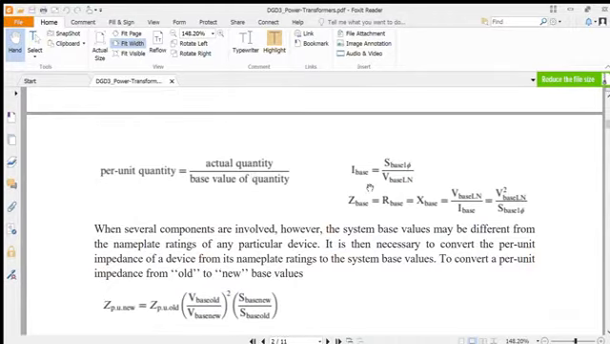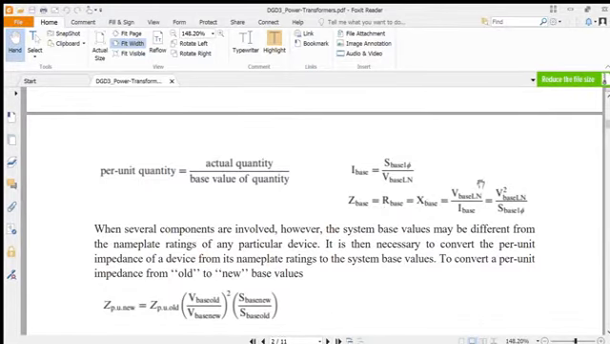The base value is the reference value. The base current is the apparent power, or volt-ampere, divided by voltage. If we cancel the voltage, only the ampere remains. LN means line to neutral, which is for single phase, and similarly we can define it for three phase. And the base impedance, or base resistance or reactance, can be expressed by this equation.